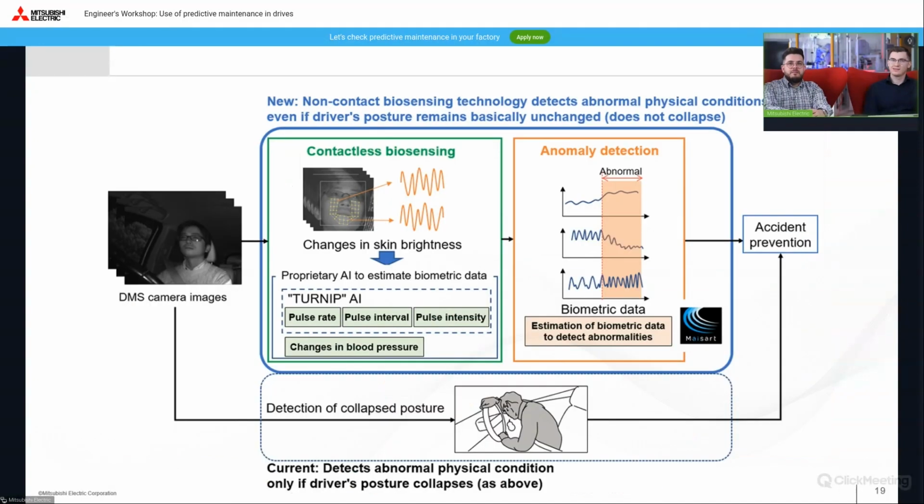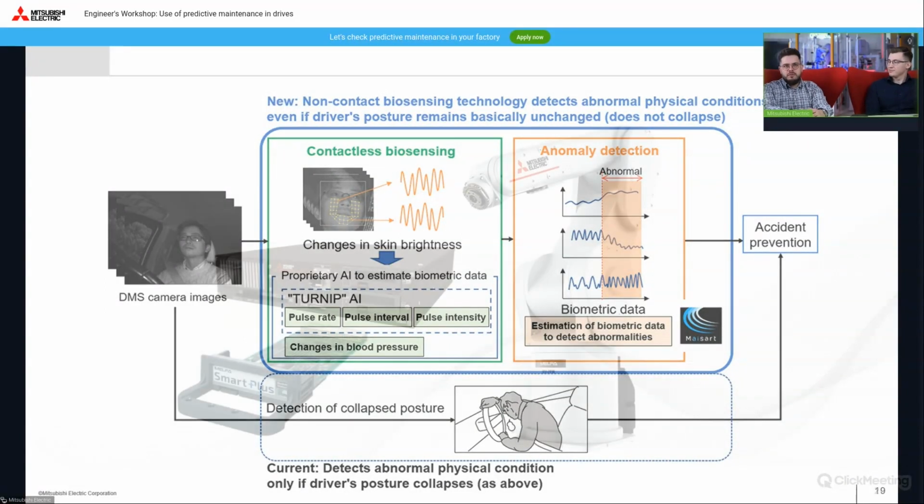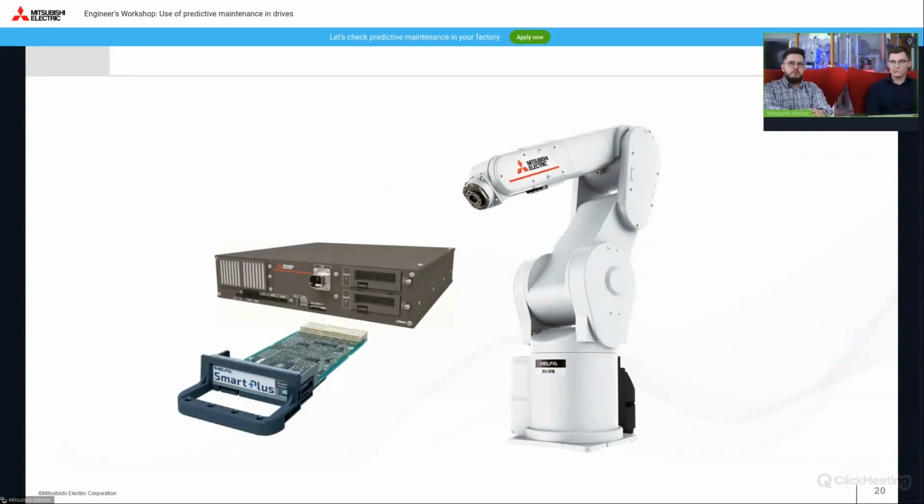Okay, and something closer to us. Another example implemented in cars: analysis of the driver's condition while driving and detection of life-threatening situations, for example, like falling asleep or others. These are very nice examples, but I would like, and our viewers probably also, something more from industry. So one example could be the Melfa Smart Plus card, which can be installed in our robots from the Melfa series.